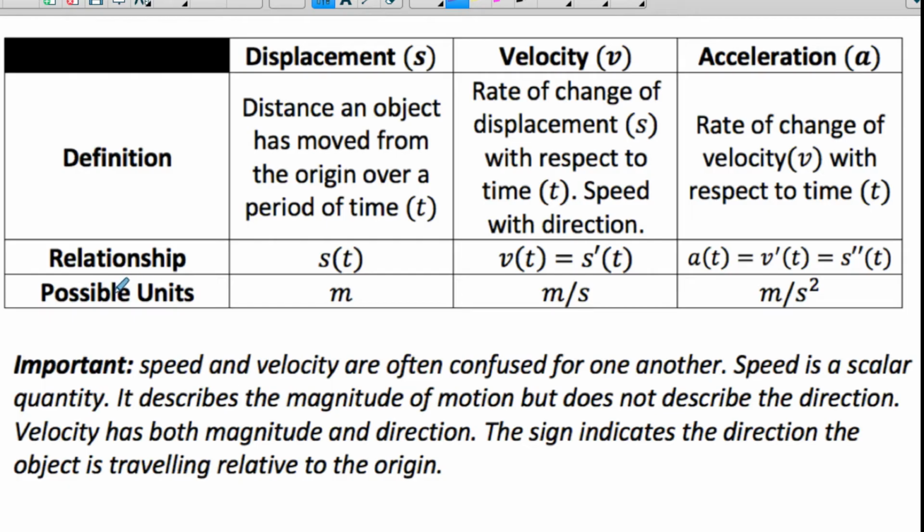And the other common confusion is with velocity and speed. Now, speed is just a scalar quantity. It doesn't have any direction associated with it. But we're dealing with velocity, not speed. Velocity does have a direction associated with it. Velocity has a magnitude and a direction. It tells us its speed with a direction. The sign of the velocity tells us the direction.